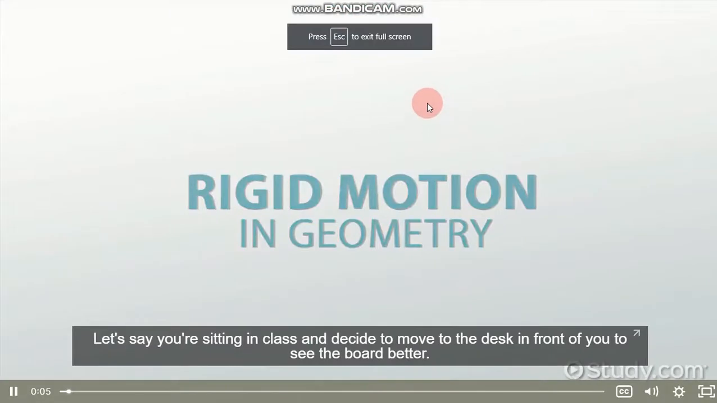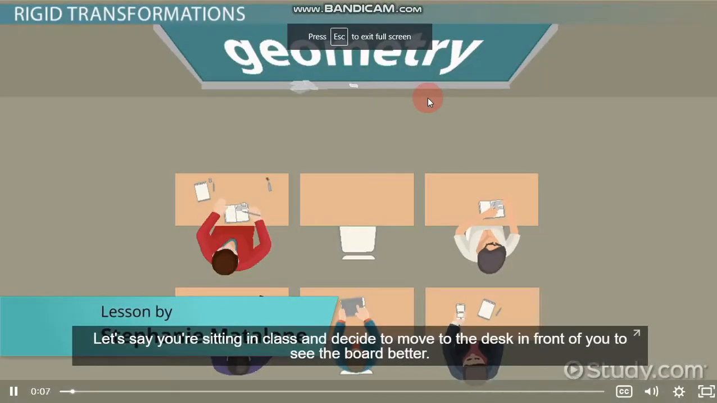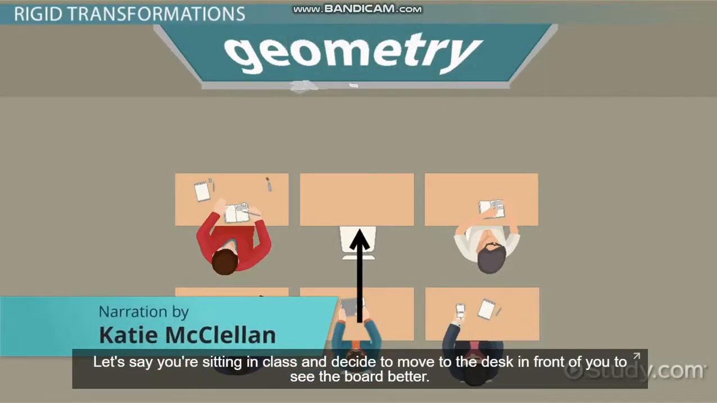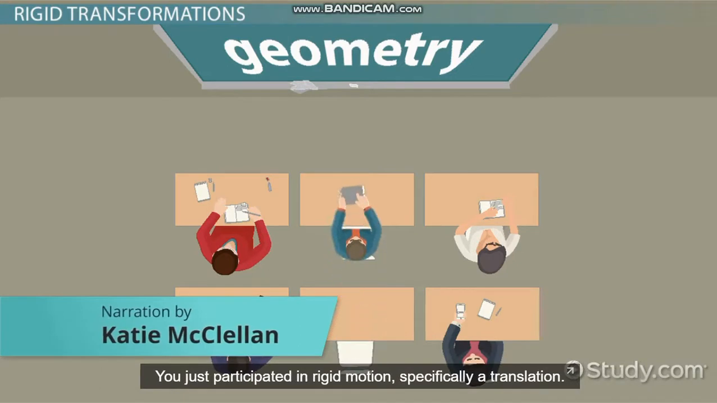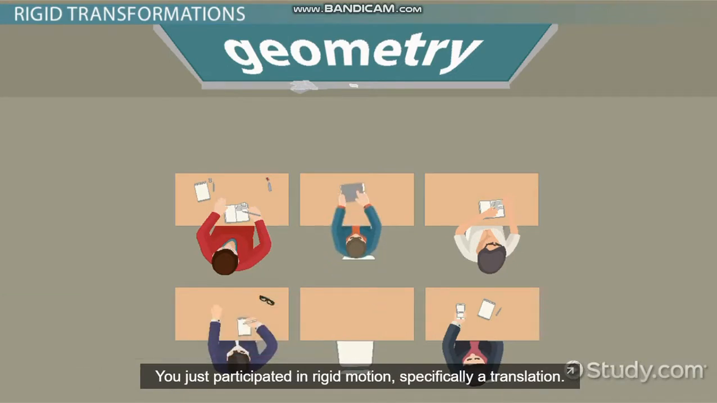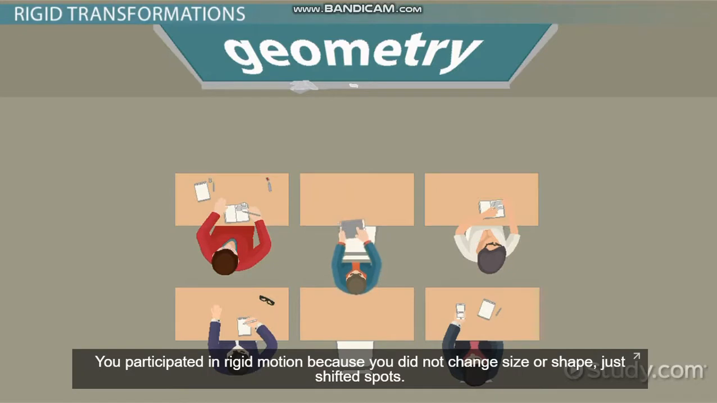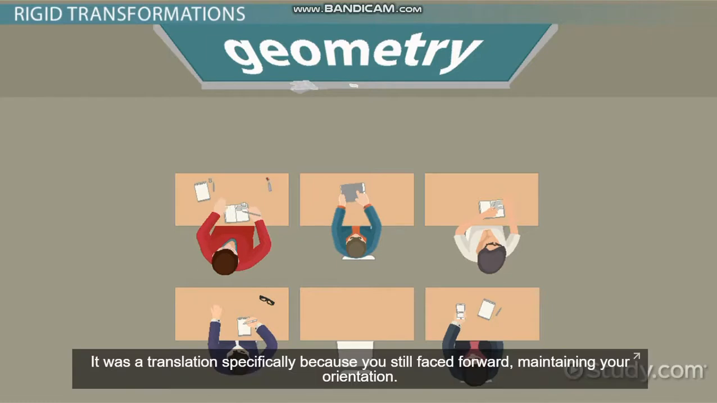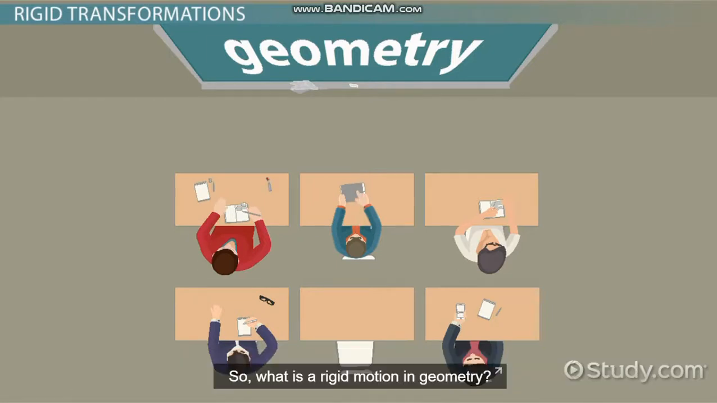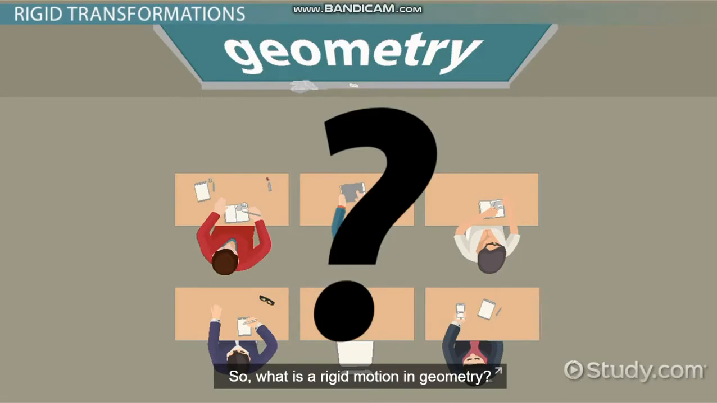Let's say you're sitting in class and decide to move to the desk in front of you to see the board better. You just participated in rigid motion, specifically a translation. You participated in rigid motion because you did not change size or shape, just shifted spots. It was a translation specifically because you still faced forward, maintaining your orientation. So, what is a rigid motion in geometry?